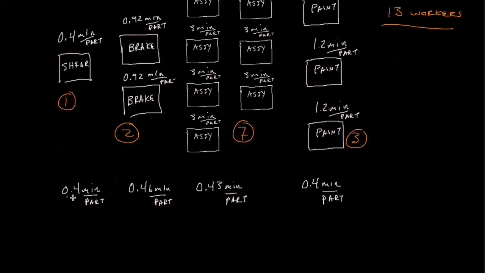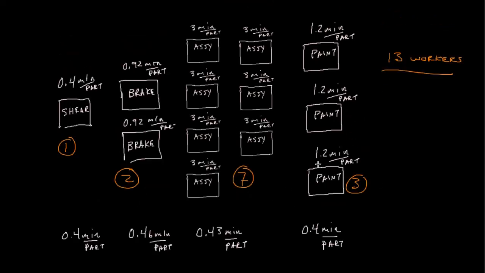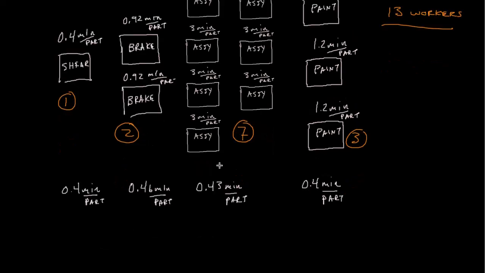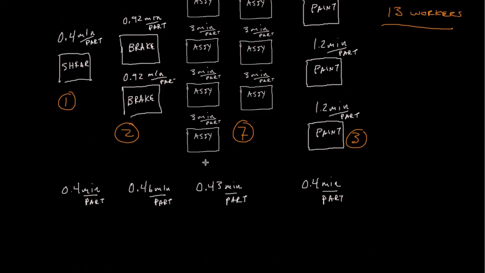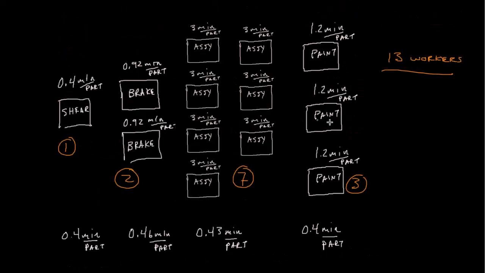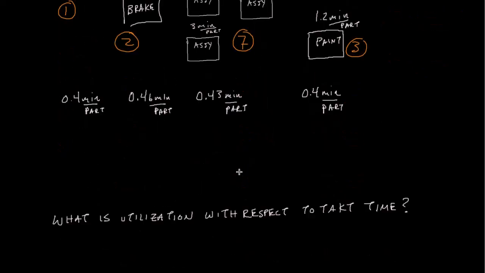But I know that all of these times are under the takt time. So is maybe 1 worker or maybe 2 workers extra? We don't know at this point. We can speculate, but we have not calculated if we have an extra worker yet. And so let's calculate the utilization of each one of these stations or groups of stations with respect to the takt time.